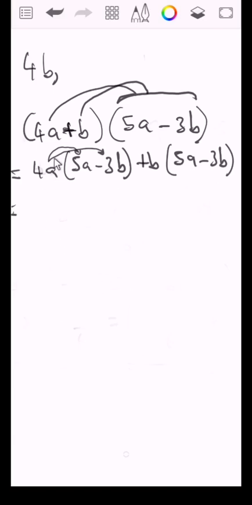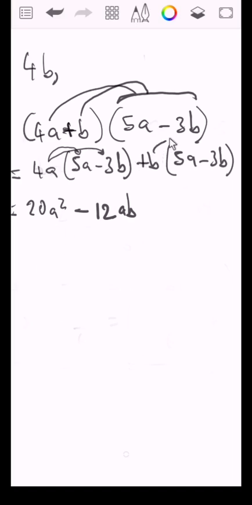So we take the term 4a and multiply it by every term inside the bracket. So 4a times 5a is 20a squared. 4a times minus 3b is minus, because when you multiply a positive by a negative, our answer is a negative. This is called the negative effect. So 4a times minus 3b is 4 times 3, which is 12, and a times b, which is ab. So we have 20a squared minus 12ab.